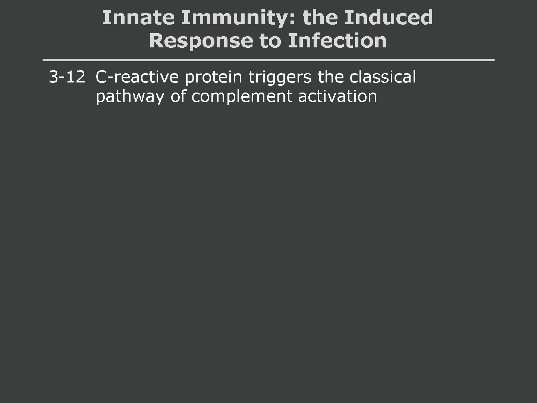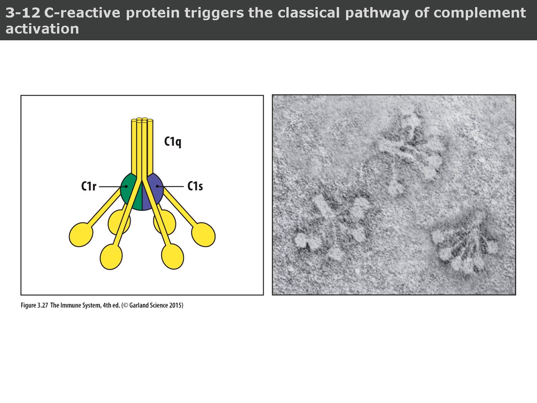C-reactive protein triggers the classical pathway of complement activation. This figure illustrates the initiation of the classical pathway of complement activation by the protein complex C1, which is composed of C1q, C1r, and C1s.